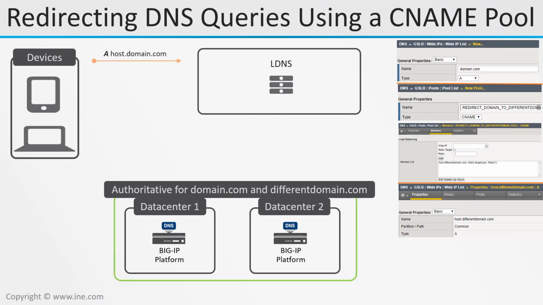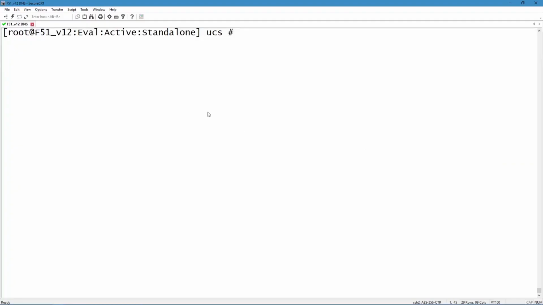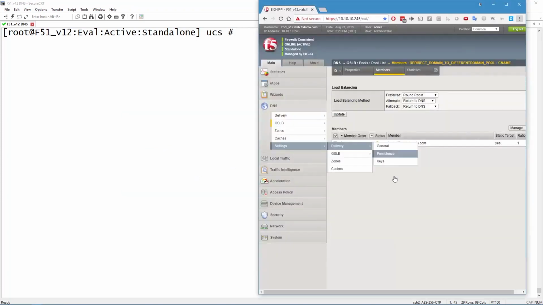So the flow comes in from the client device, the A record for host.domain.com, and the LDNS gets it. It goes directly to the name servers of the GTM listeners. Then one of the GTM listeners will respond with the host.differentdomain.com to the LDNS, and the LDNS will pass this information on to the client. So let's take a look at this example live a second. We'll jump to the GUI.